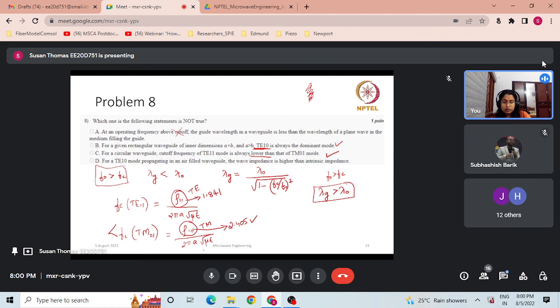Let me go to the last statement. For a TE10 mode propagating in an air-filled waveguide, wave impedance is higher than intrinsic impedance. So, we need to look at the equation for ZTE. ZTE is eta naught divided by root of 1 minus (fc by f naught) the whole square. As you have seen in the problems also, you always get ZTE greater than eta naught. Eta naught is the free space impedance, 377 ohms. Even when you were solving, you might have noticed we get an impedance greater than 377 ohms. So, this is also a true statement.